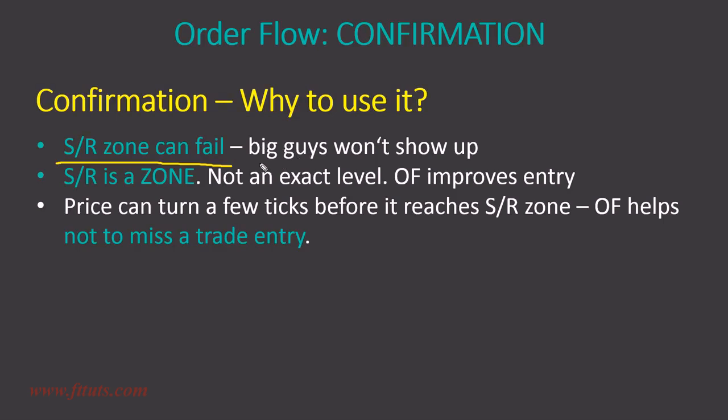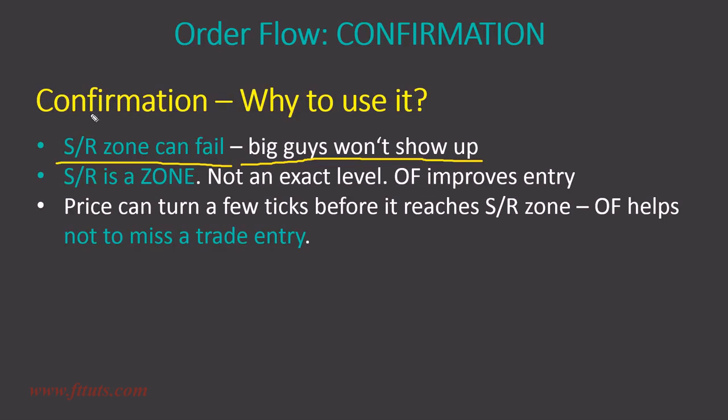All right, so if the big guys won't show up, the order flow will warn you that the big guys are just not there and it's more risky to enter the trade. So support and resistance zones can fail, and the order flow can give you a heads up that maybe it's not the best idea to enter the trade.